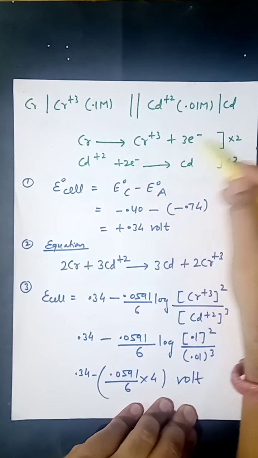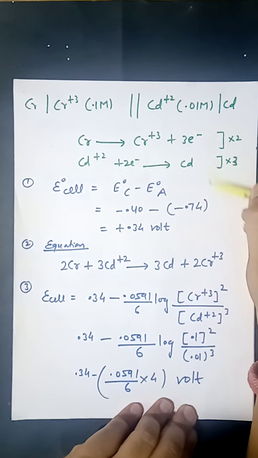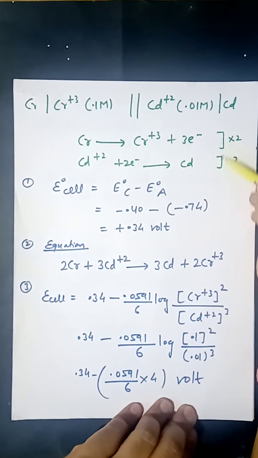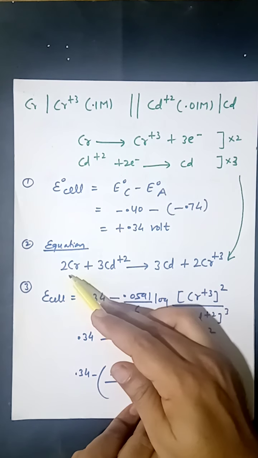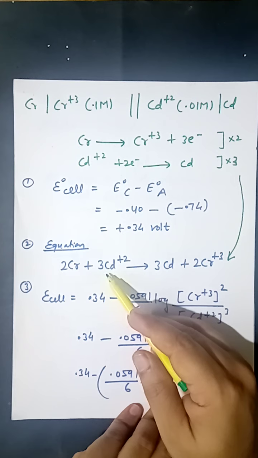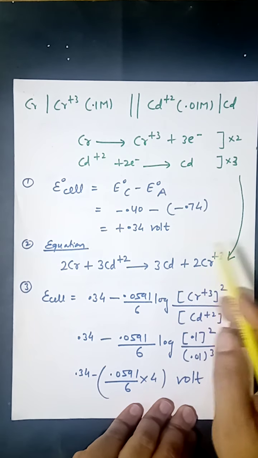Equalize the electrons by multiplying this equation by 2 and this equation by 3. In this way you can get a balanced chemical equation, which you can see here. After multiplying, it is 2 chromium plus 3 cadmium 2 plus converts into 3 cadmium plus 2 chromium 3 plus.